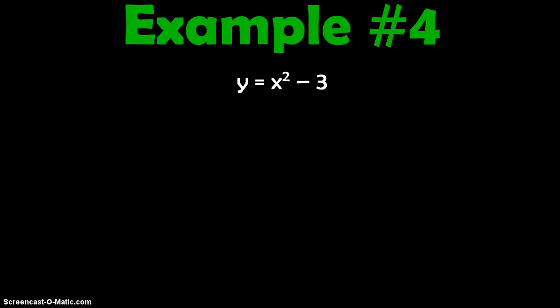Example number 4, we have y equals x squared minus 3. Now, there's no parentheses on this one, so there's nothing to simplify. If we square an x, it's just x squared. Nothing's being done to the negative 3. So our answer is actually y equals x squared minus 3.